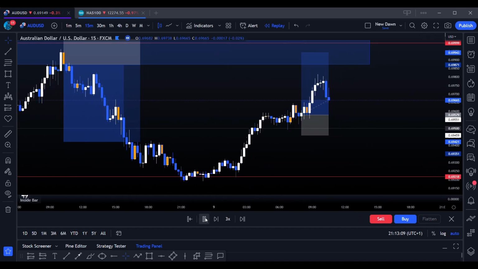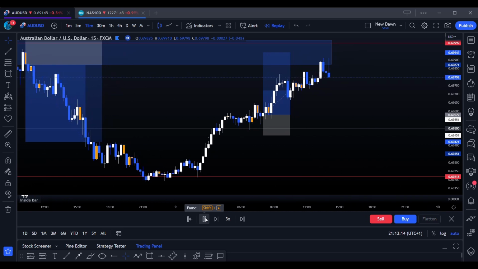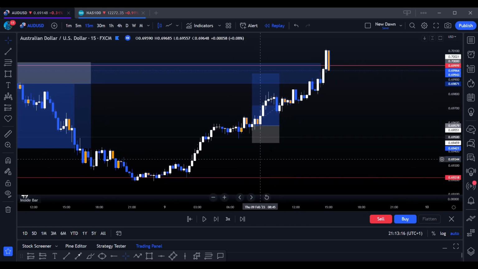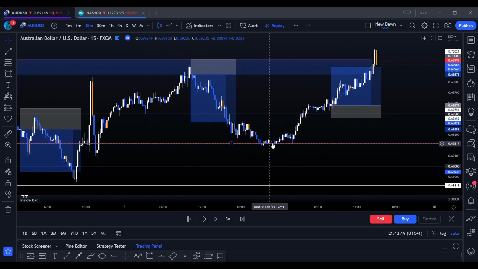The price literally just goes up. It doesn't keep us in drawdown for so long. So I think take profit has been hit very nice here. So yeah, very nice trade we're doing for that day.